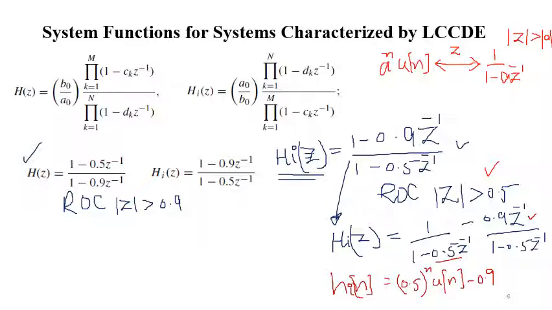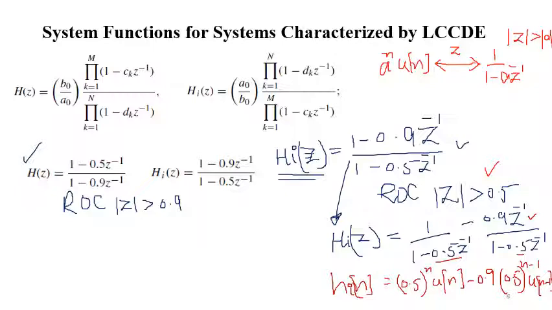If it were Z to the power plus 1, we would say it is a 1 unit advanced version. So this is again the same, so we can write 0.5 to the power n minus 1, and u of n minus 1. I hope that's quite straightforward, and it gives you the idea for the inverse system.